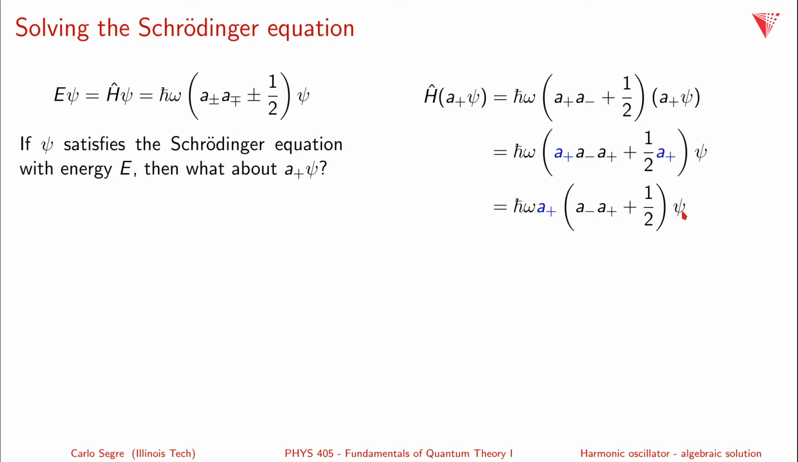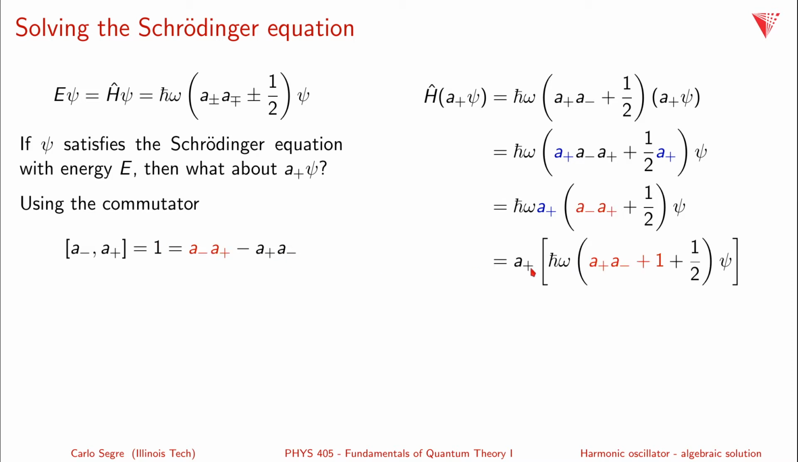Now, if you think about it, this is close, but it's not exactly what we had before, right? Before, we had A plus A minus applied, plus 1/2. Now we have A minus A plus, plus 1/2 applied to psi. But now the commutator relation between A plus and A minus can save the day, because we have a commutator that says that the commutator of A minus and A plus is equal to 1. So if I have A minus A plus and I want to convert it to A plus A minus, then I just have to solve for A minus A plus. A minus A plus is 1 plus A plus A minus.